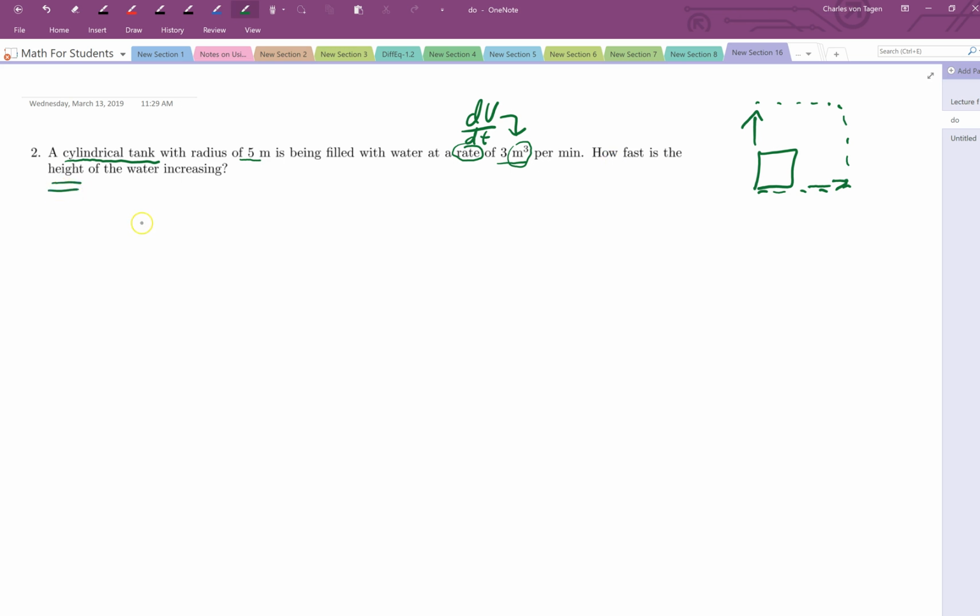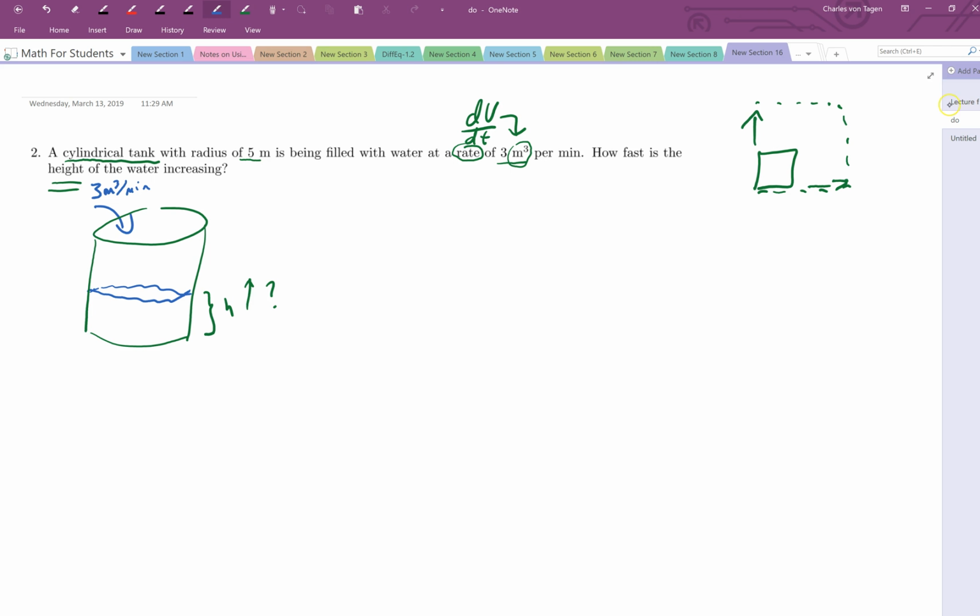Okay, so for all of these, I didn't list it in one of the steps, but it might be helpful to draw a picture. So here we've got a cylindrical tank, and in this cylindrical tank we have some water at a level, okay? And the height of the water is increasing. So if we call this distance right here h, it is going up, right? Well, we want to know how quickly the height is increasing. We do know that water is entering here at a rate of 3 meters cubed per minute. So how quickly is that height changing?